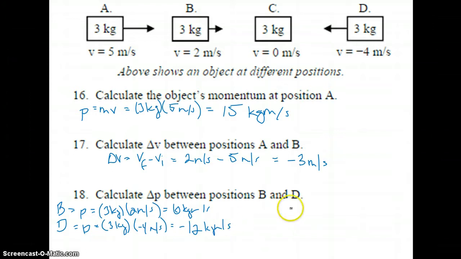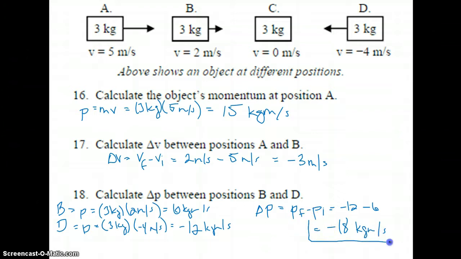So to calculate our delta P value, anytime we do the change in something, we take the final minus the initial. And so our final momentum was negative 12. I'm just going to leave the label off for right now. It's kilogram meters per second, minus our initial momentum, which was 6 kilogram meters per second. And negative 12 minus 6 is going to be negative 18 kilogram meters per second. So that would be your change in momentum for objects B and D.